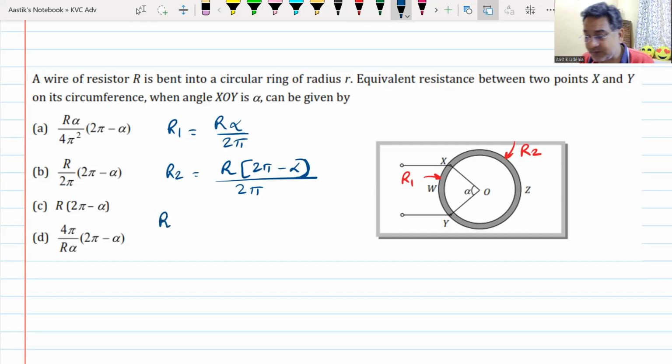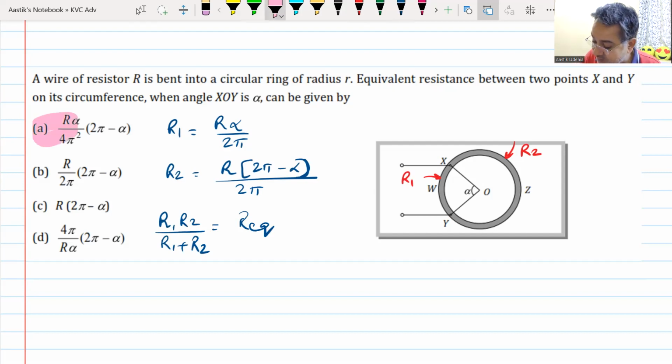So the effective resistance between X and Y will be R1 multiplied by R2 divided by R1 plus R2. Yes or no? Yes, sir. If you calculate this, I think the answer that you are going to get will be option A. Are you getting this answer? Yes, sir. Yes or no? Yes, sir.